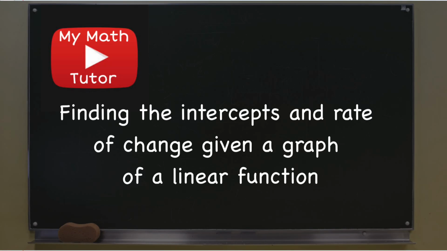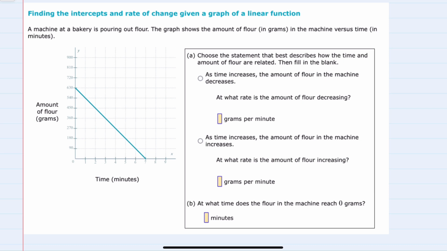In this video, I'll be helping you with the ALEKS problem type called finding the intercepts and rate of change given a graph of a linear function. In this example, we have a machine at a bakery that's pouring out flour, and we're given the graph here that shows the amount of flour in grams versus the time in minutes. And we have a couple of questions here for A and B.